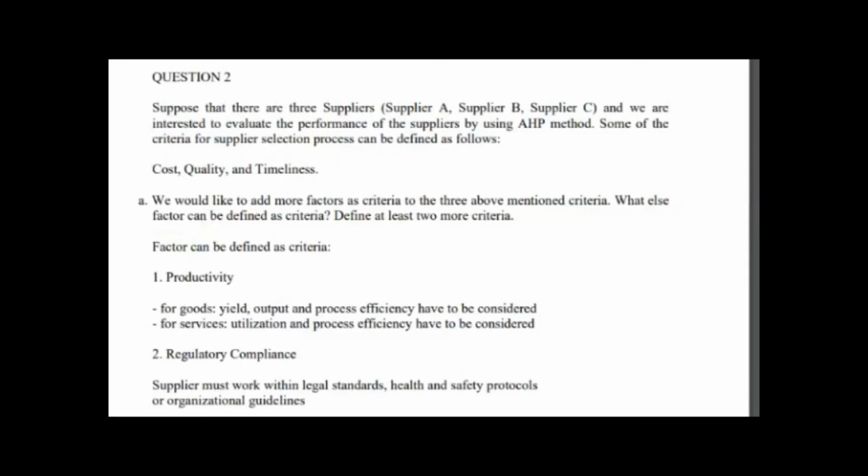Next, for question 2a, we add 2 more factors as criteria to the 3 above-mentioned criteria, which are productivity and regulatory compliance.